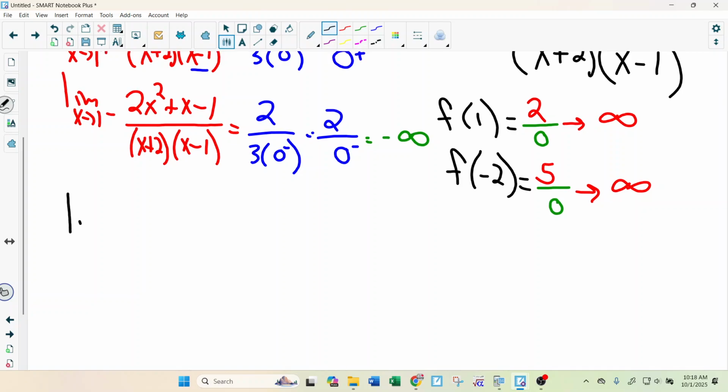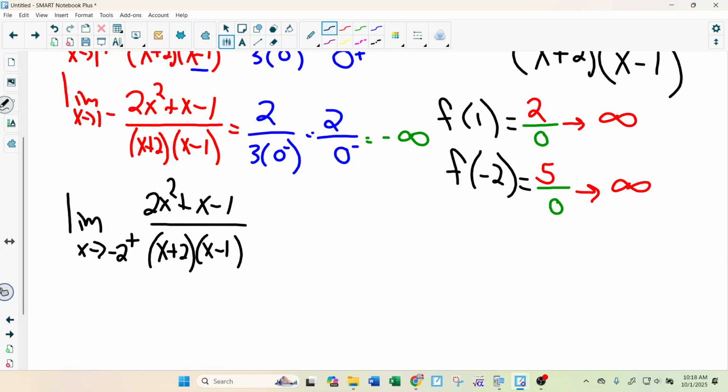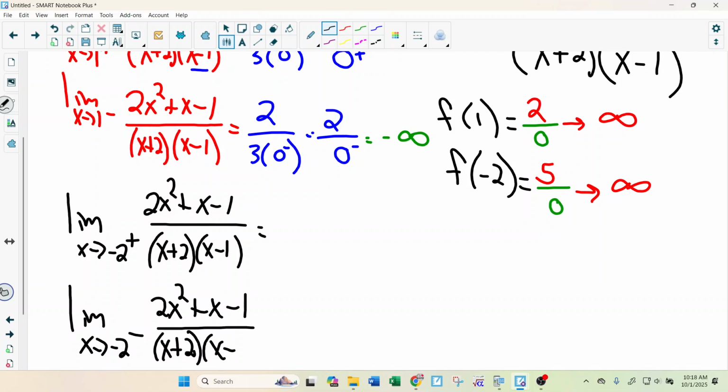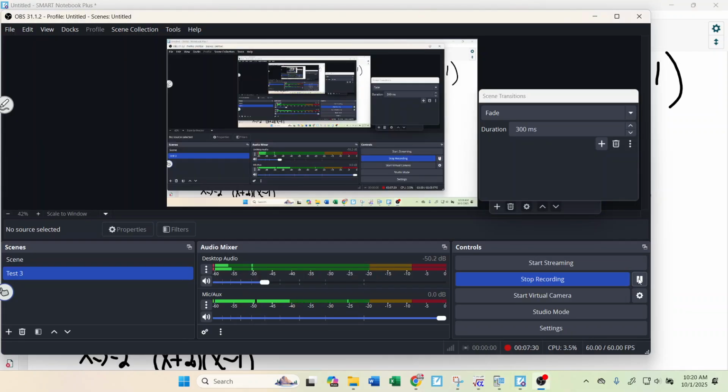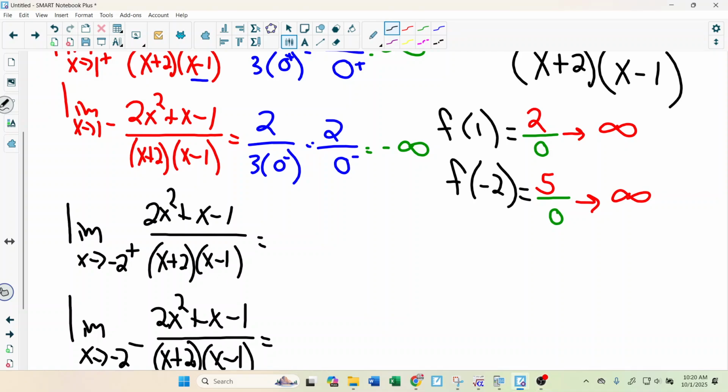Now, let's have you try these two. Find those two limits. See if you can find those two limits yourself. All right, so we get both of these.